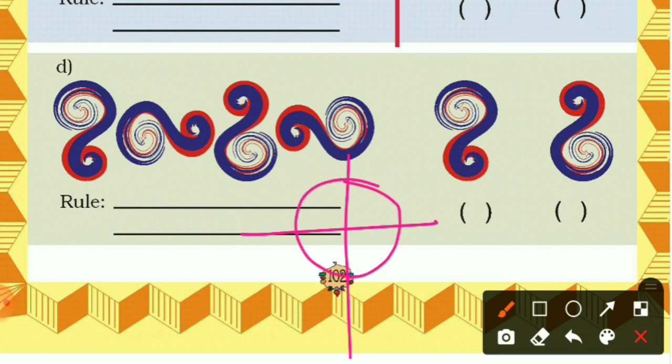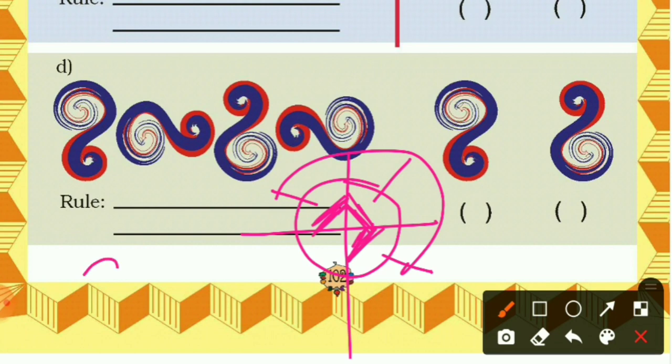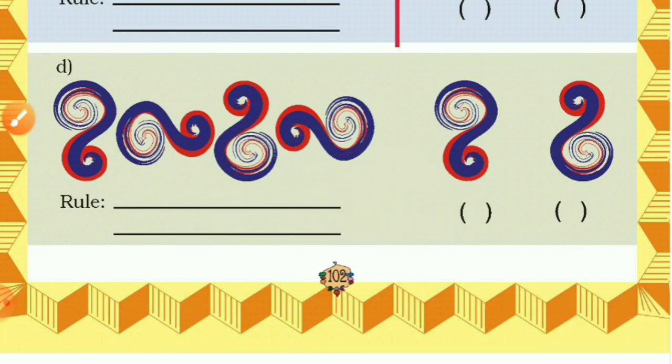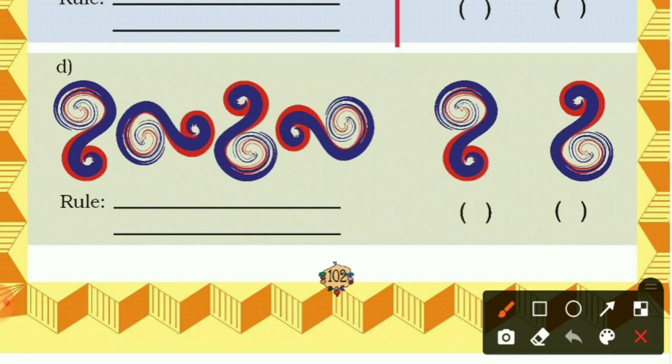Okay, but three turns, 3/4: 1, 2 and 3. So this is 90 degree, this is 90, and this is 90. So 90 times 3 is 270 degree. So now you can write the picture is turning 270 degree clockwise. And now come to its answer portion.